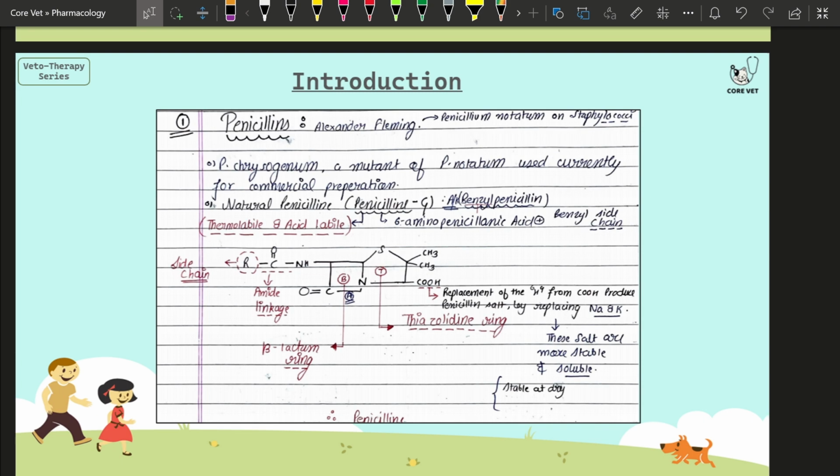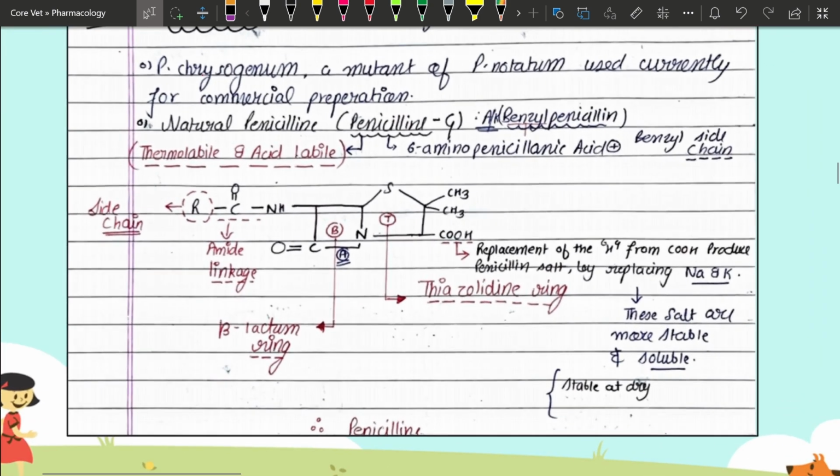Now coming to the structure. If we talk about natural penicillin, there is penicillin G, which is also known as benzyl penicillin. Penicillin G is thermolabile and acid labile, meaning it is quite susceptible to high temperatures and acids. It is made up of 6-aminopenicillanic acid and a benzyl side chain, right?